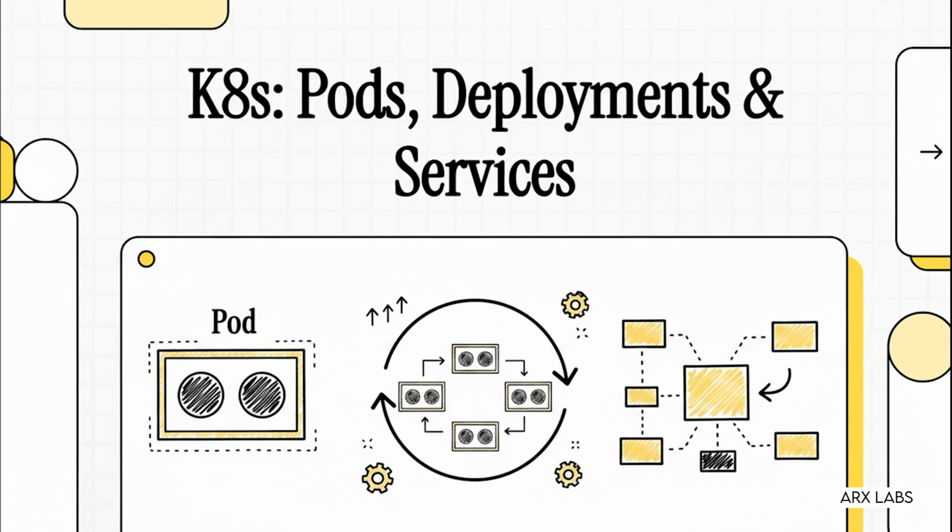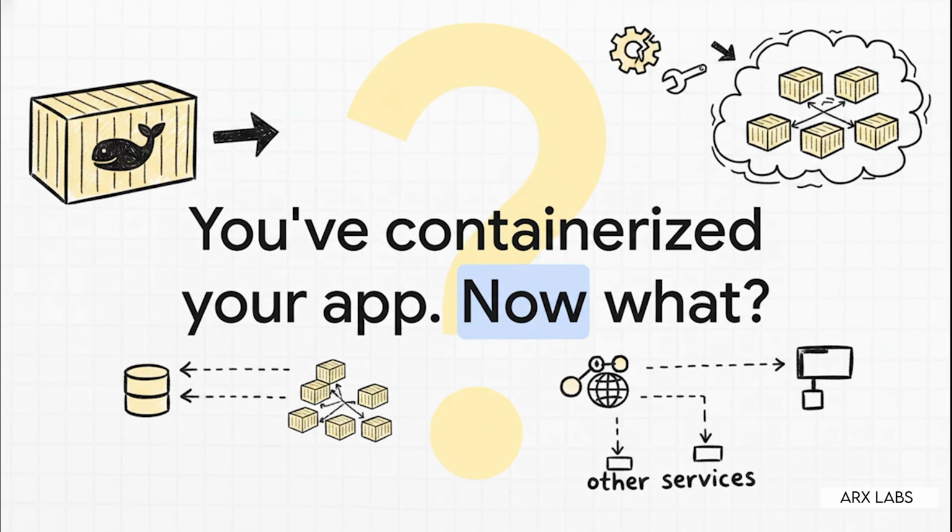Welcome to The Explainer. Today, we are going to tackle the three fundamental building blocks of Kubernetes: pods, deployments, and services. Seriously, if you've ever wondered how the biggest apps in the world stay online and scale to millions of users, well, the answer starts right here. Okay, let's dive right in.